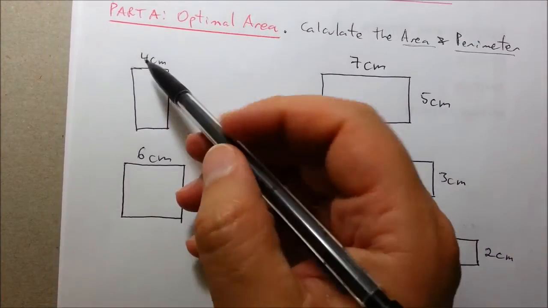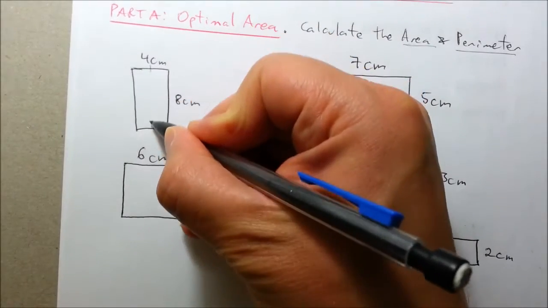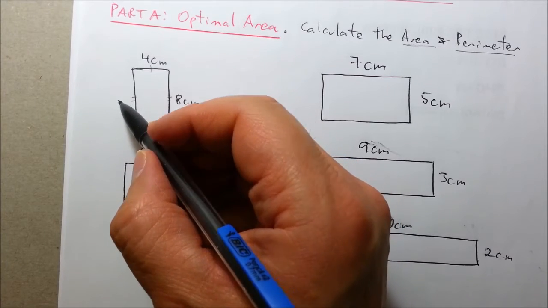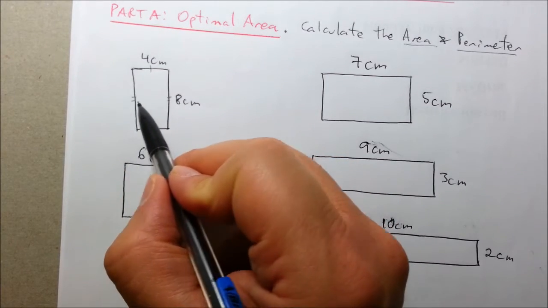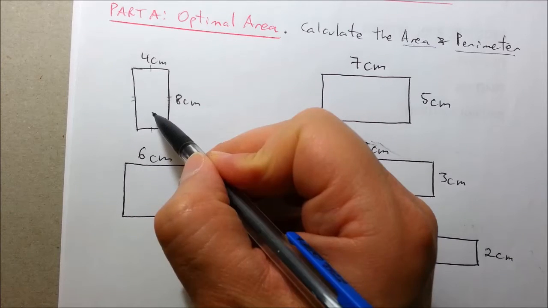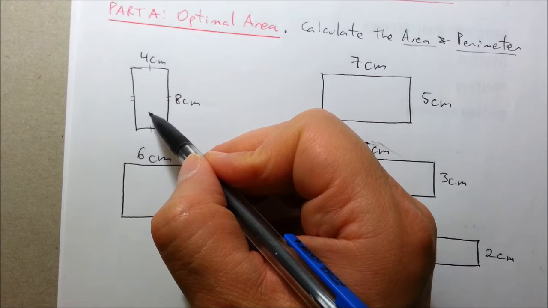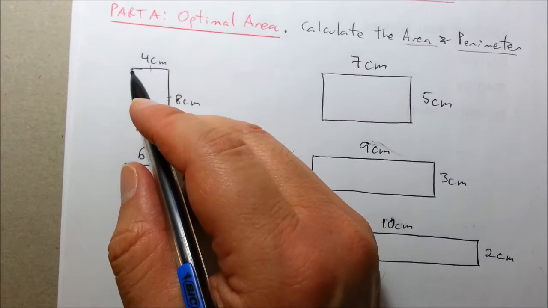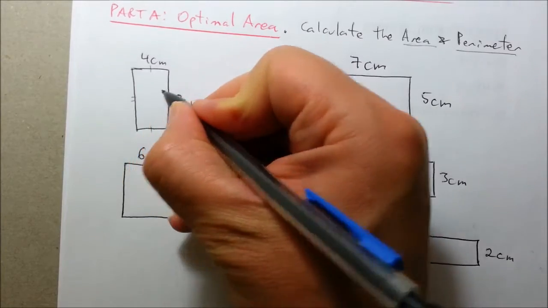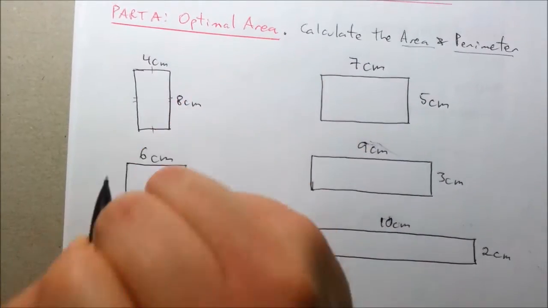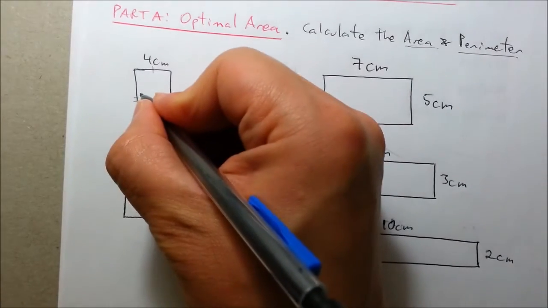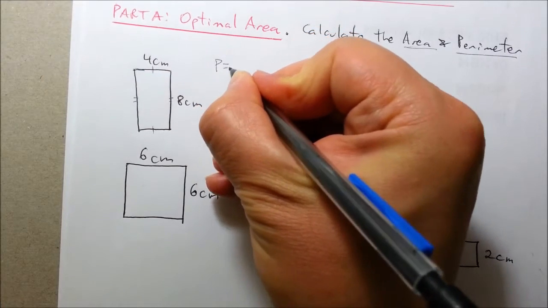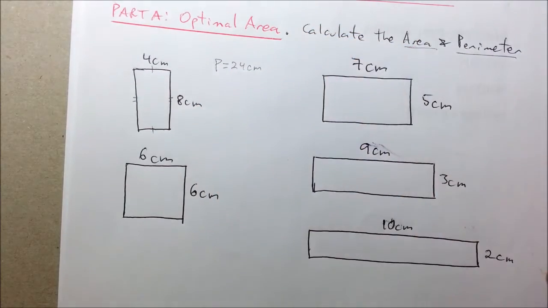So let's investigate this. You have 4 here, so if it's a rectangle, this is 4. If this is 4, we get 4 and 4, 8. And if this is 8 and this is 8, this is 16. So 16 plus 8 gives us a perimeter of 24. So you can write it down here: P equals 24 centimeters.